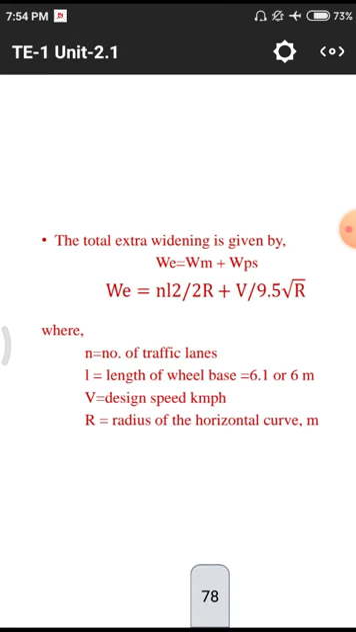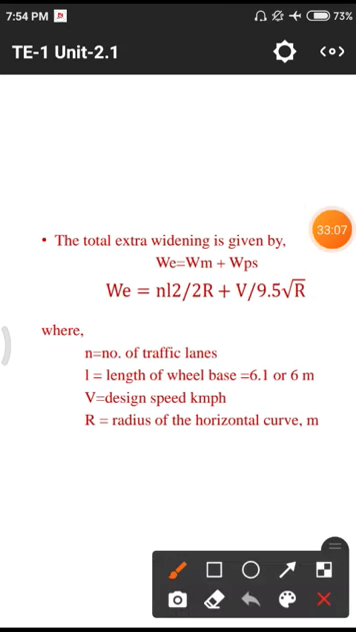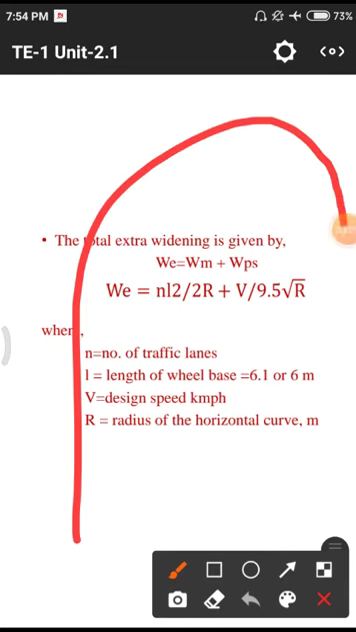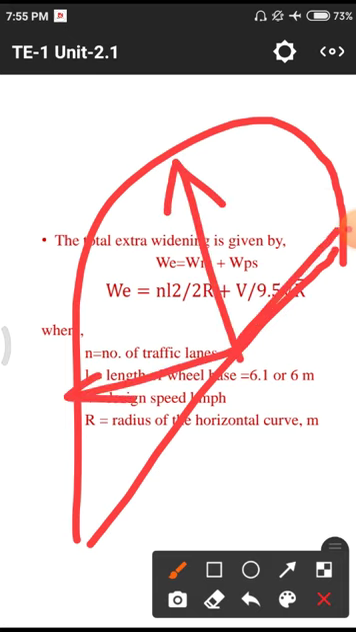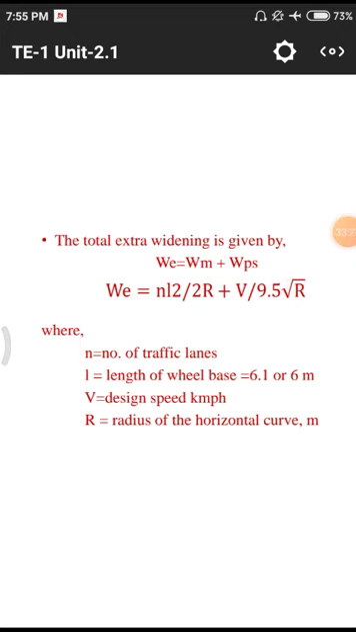In another case we have an eccentric condition, so that we have a huge radius here, a smaller radius here, and a smaller radius here, so we have different radius conditions. In that case we take the average radius of the particular curve as R, so that we get the extra widening equal to nL square by 2R plus V by 9.5 root R.